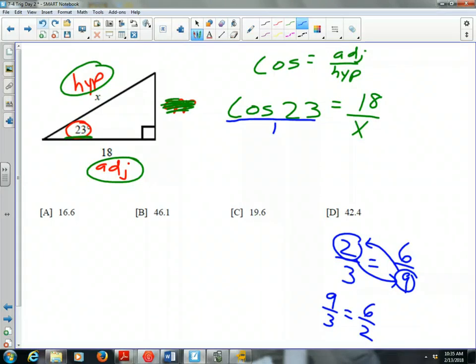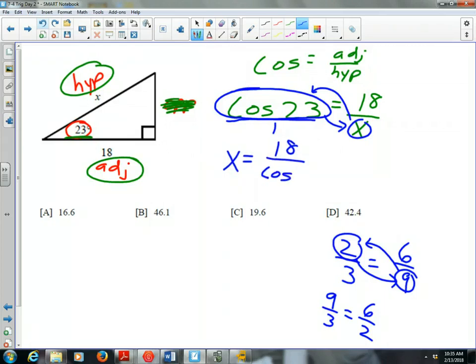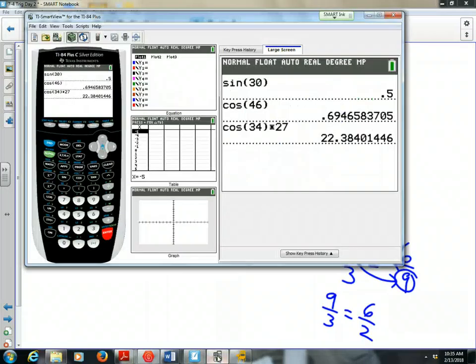So what I'm going to do to make this easier to solve is, cosine of 23, I'm going to move you down here, and x, I'm going to move you up here. Now it's going to be a lot easier to solve, because now I get x equals 18 divided by the cosine of 23. And now I could put that into my calculator and I'll get x all by itself. 18 divided by the cosine of 23. So we do 18 divided by cosine 23, close the parentheses, and that length of x is approximately 19.6.